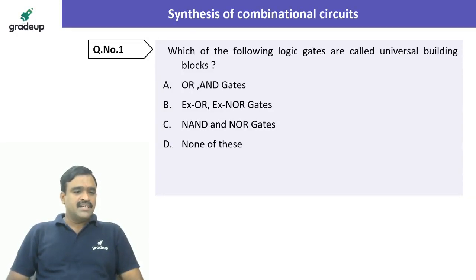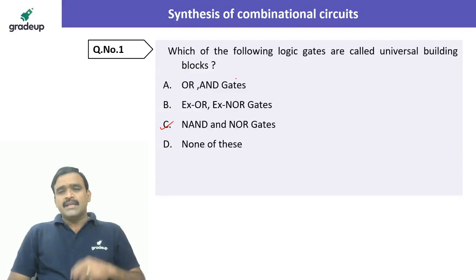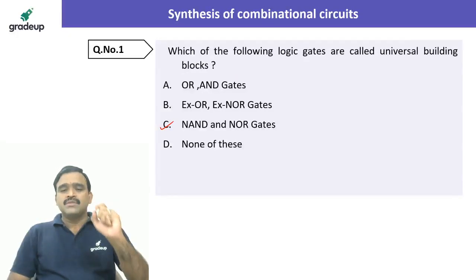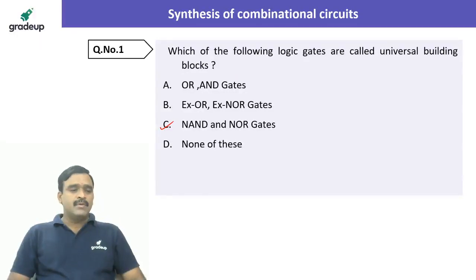Yeah, many of you are sending option C. Yes, option C is the right option. Okay, this is a very simple question. So universal building block means any type of circuit can be realized using the NAND and NOR gates. Any type of circuit can be realized using the NAND gate and NOR gate. I hope you are understanding.